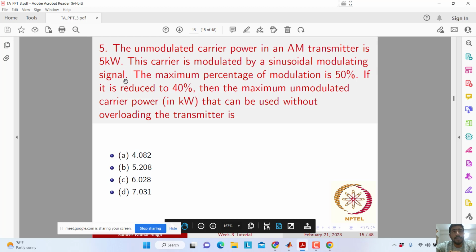Okay, generally as you know, PT is equal to PC into 1 plus mu square by 2. So here PT is constant. In the first case, that is given as 5 kilowatt, and the modulation index is given. So from there we calculate the power of the modulated signal. And now that PT we will use there. From there we will get our power of the carrier signal. I think you got it.